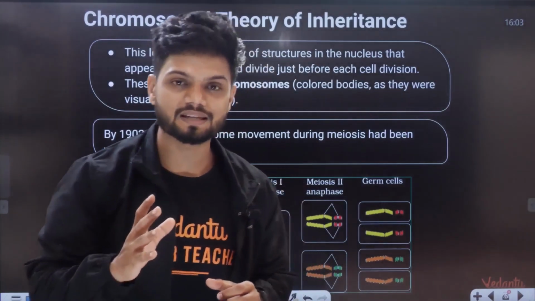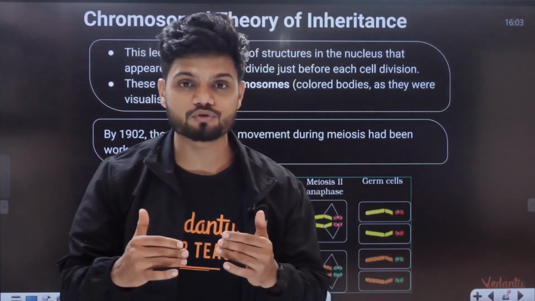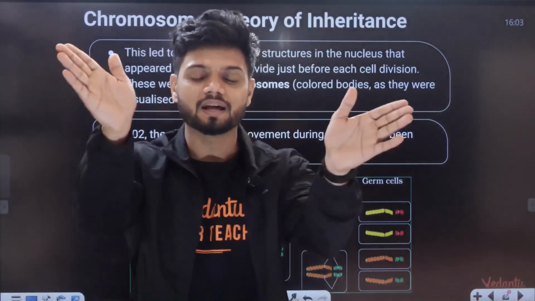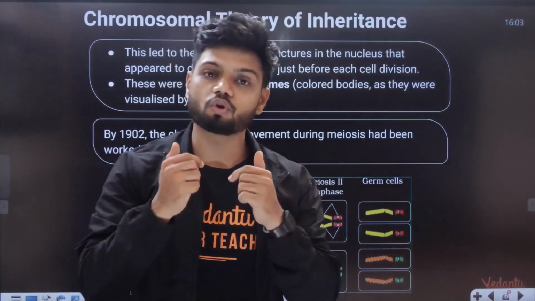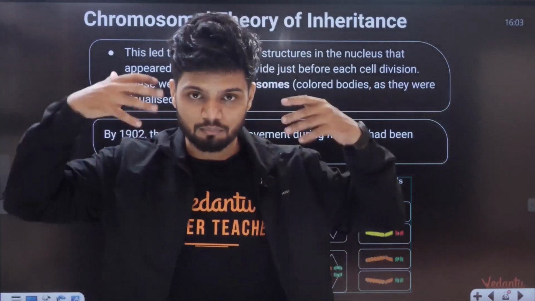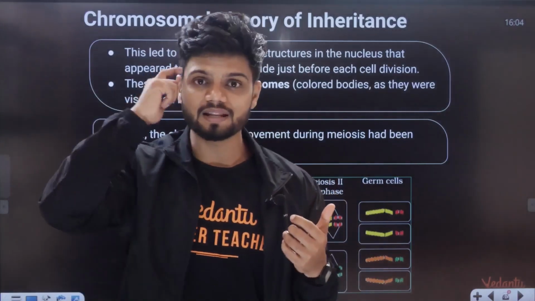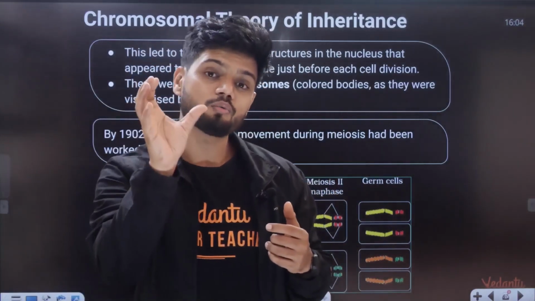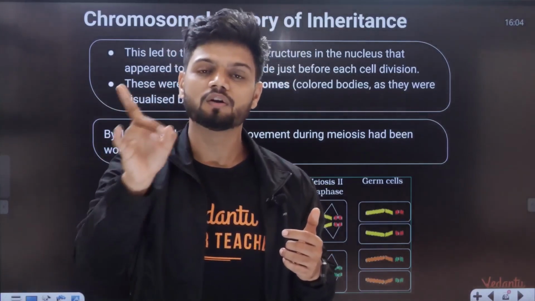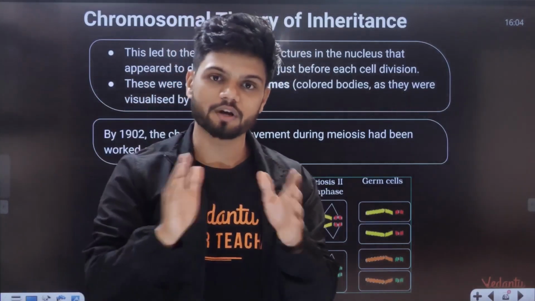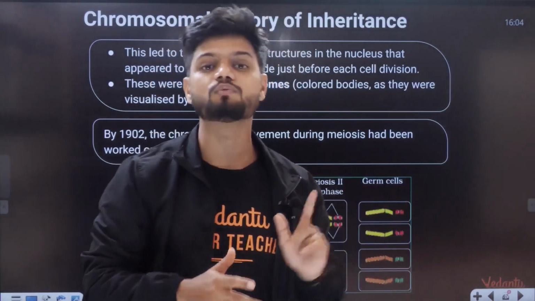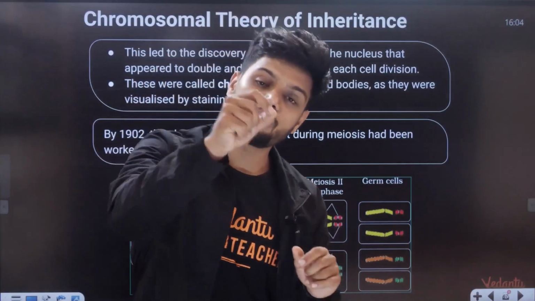Chromosomal theory of inheritance says that the behavior of chromosome is similar to the behavior of genes. If a chromosome moves, genes also move. If a chromosome is segregating, genes also segregate. Why? Just like the brain is on my body, genes are on the chromosome. Gene is equal to brain, chromosome is equal to body. If the body is moving, the brain is moving; the chromosome is moving, the gene also is moving, because genes are present on the chromosome.